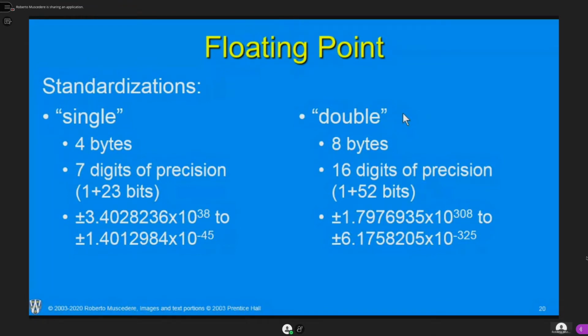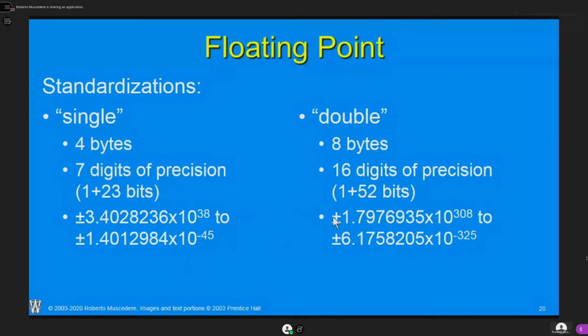So here's the standardization for floating point. So single and double, you guys have heard of these terms in C perhaps. You've probably heard single is called float sometimes. Other languages say single. So 4 bytes to hold the information. So we have 7 digits of precision, which is roughly 24 bits. Again, that first bit is thrown away because we don't need to store it. Whereas in double precision, we have 16 digits, so 53 bits to hold the information. And this is roughly the range of numbers we can support.